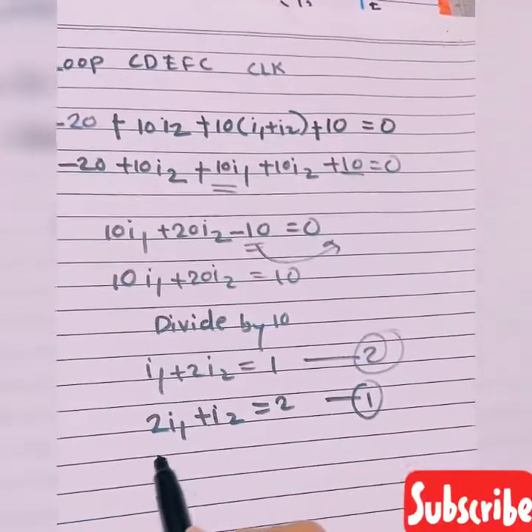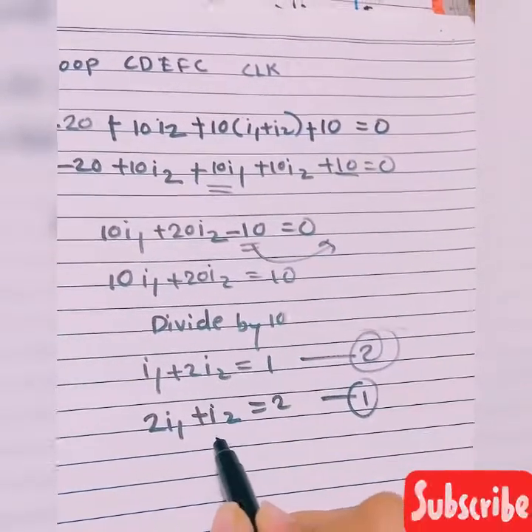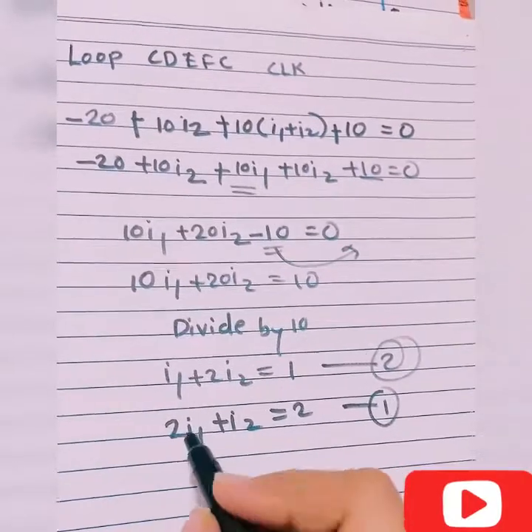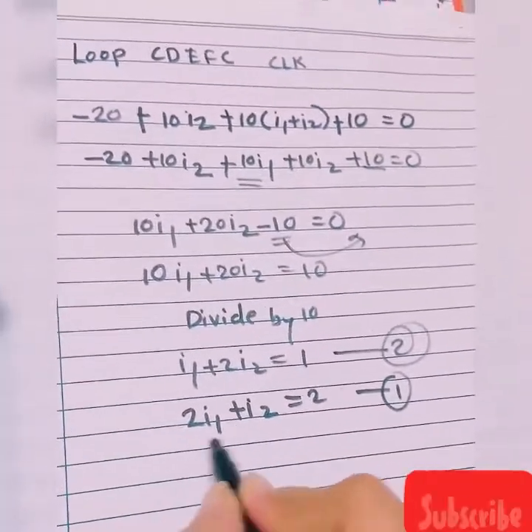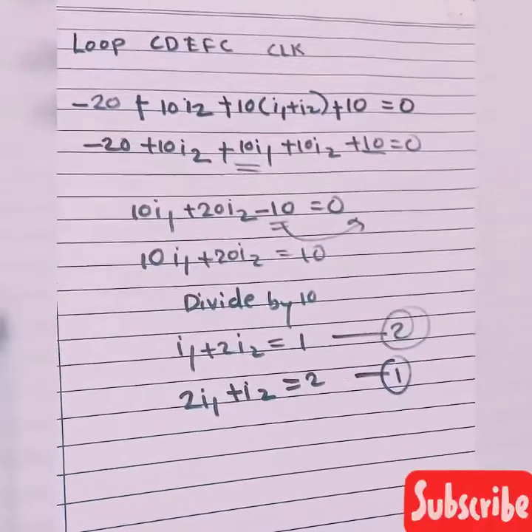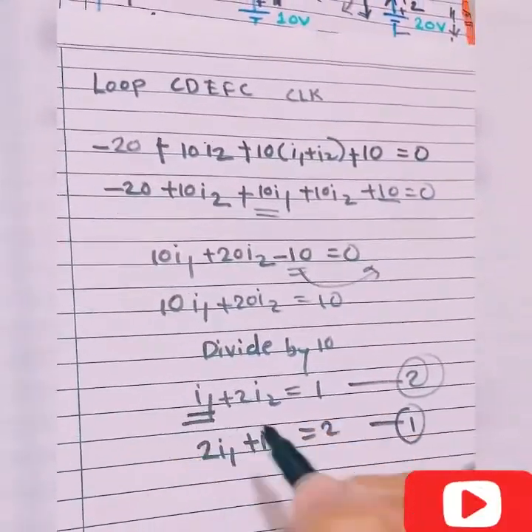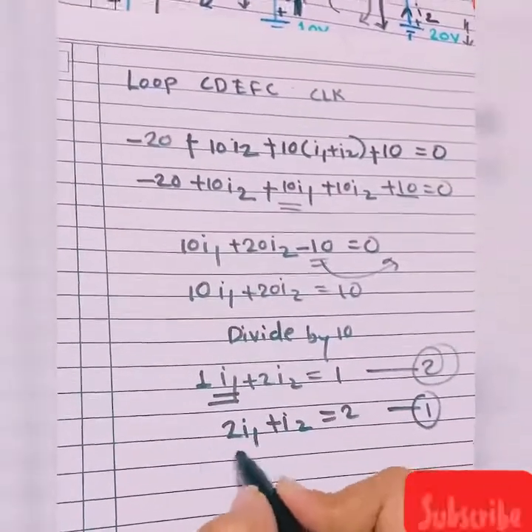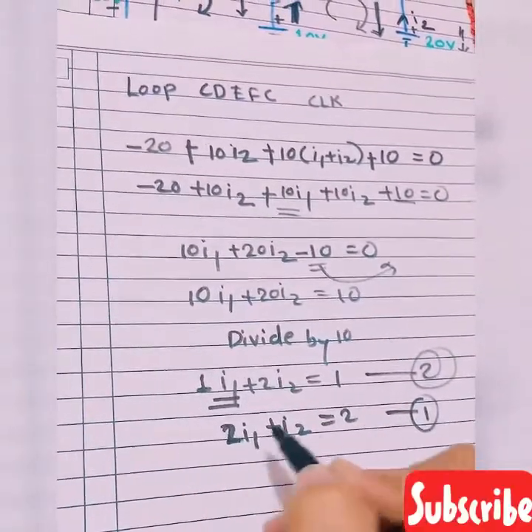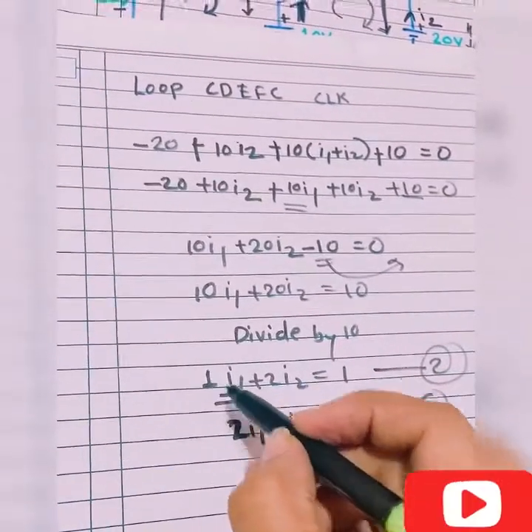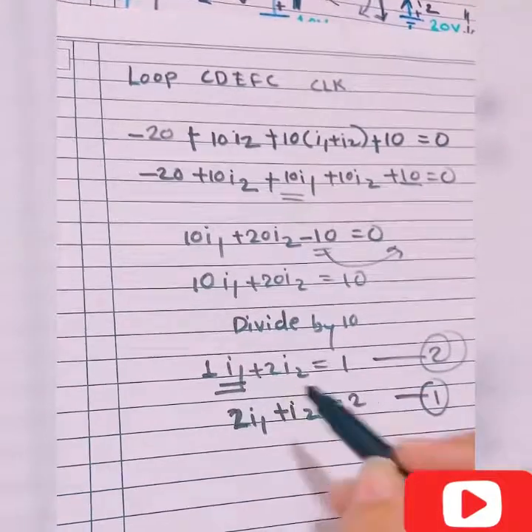Whether you want to equate the coefficients of I1, you can. If you want to equate the coefficients of I2, you can. So how to equate? Let's see. My equation number 2 is this one and equation number 1 is this one. So here what is the coefficient for I1? It is 1, right? What is the coefficient for I1 here? It is 2. So how will I equate? Either I have to make here 2 or here 1, so both can become the same.